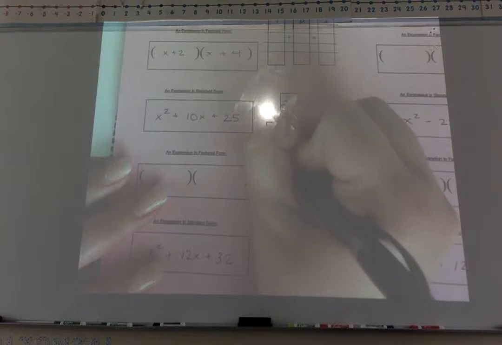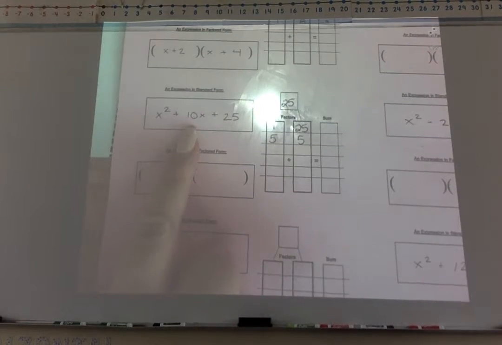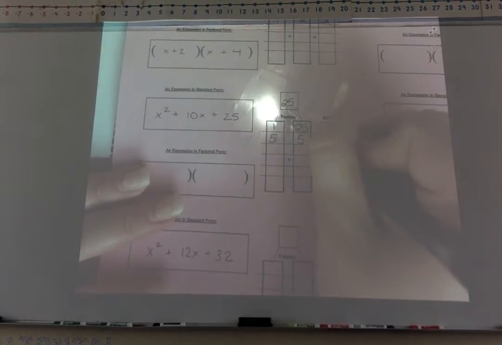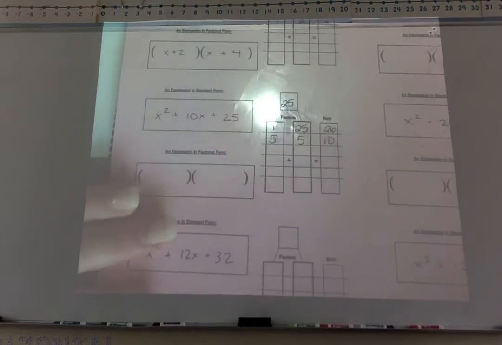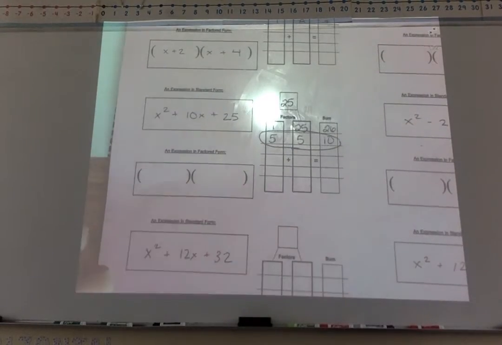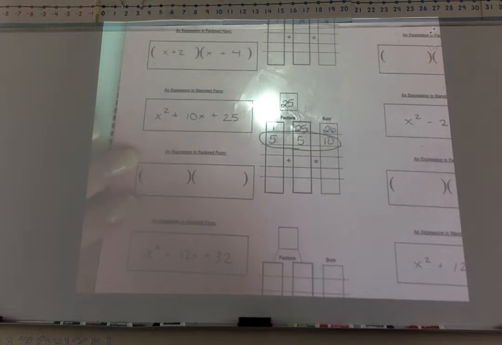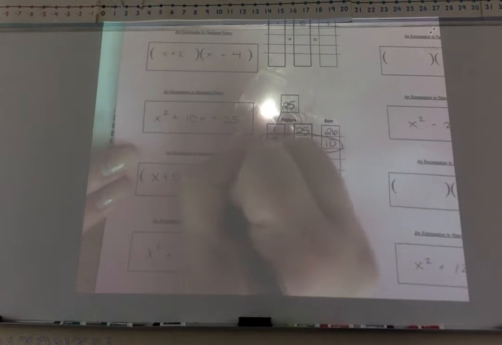5 and 5. Those are actually the only factors. Do any of those sets of factors equal 10 when they're added? 5 and 5. 5 and 5 equals 10. Good. And 1 and 25 obviously makes 26. That's not it. So I usually circle the set of factors that make the middle number. So now we have x plus 5 and x plus 5.